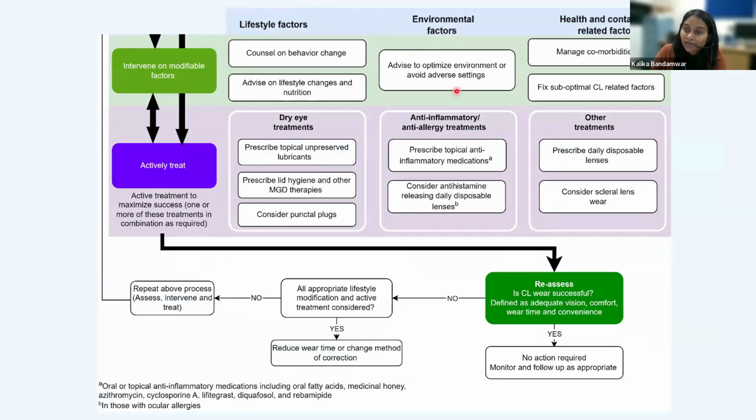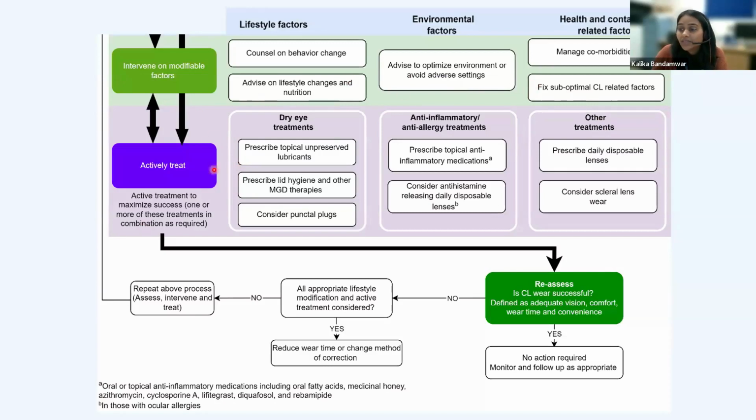Some of the environmental factors are modifiable, such as if you're sitting right in front of an air conditioner, or if the air conditioner is blowing air right above your head and you're looking at computers, which we are all guilty of doing. We look at screens and computers all the time these days. So these are the things that are modifiable. We can advise our patients to change their sitting arrangements, have a reminder app to blink, and take frequent breaks. And then obviously manage any comorbidities if they're there, and fix suboptimal contact lens related factors as well.